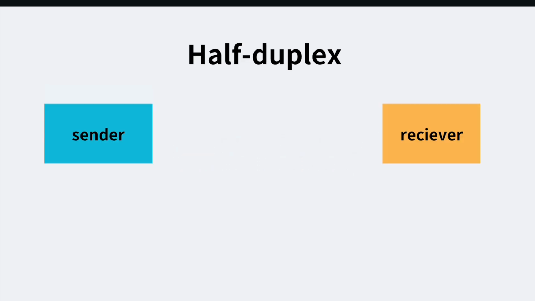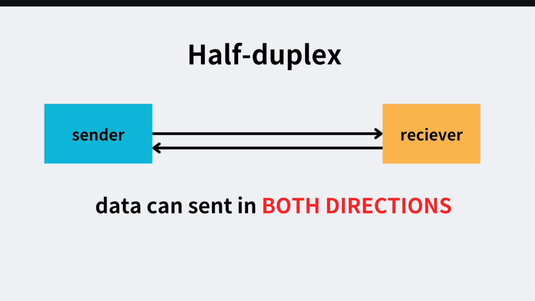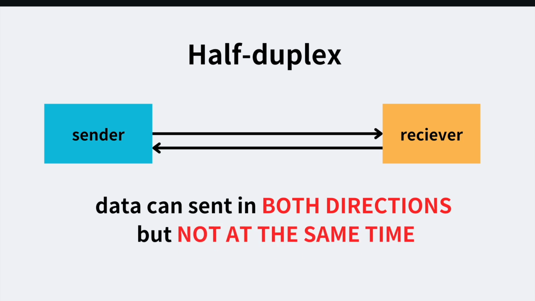The second mode is half-duplex mode. In half-duplex mode, the sender can send the data and also receive the data, but not at one time. Half-duplex mode occurs when data is sent in both directions but not at the same time.